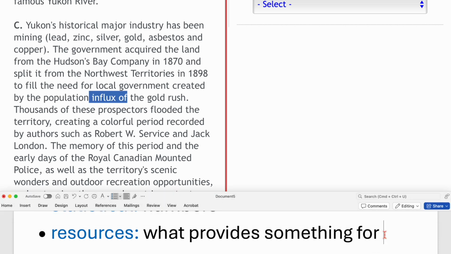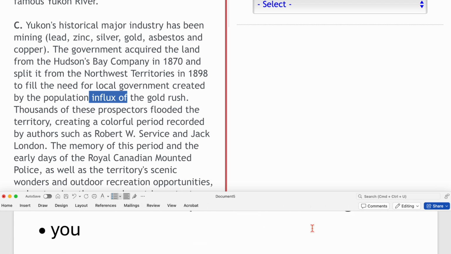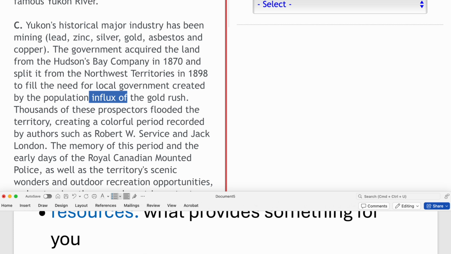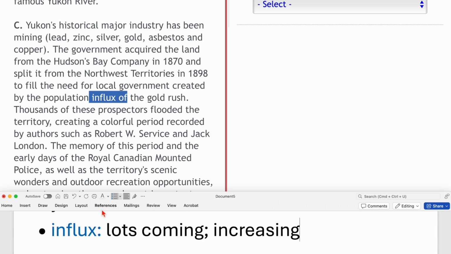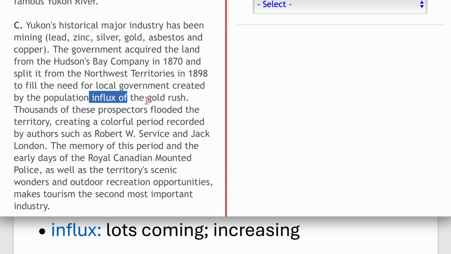Influx. That's a good word. Influx. Lots coming, increasing. So lots of people are coming in. The gold rush. Now, the gold rush is a historical moment in which many people were going to different parts, specifically mountainous areas, to try to find gold. Okay?